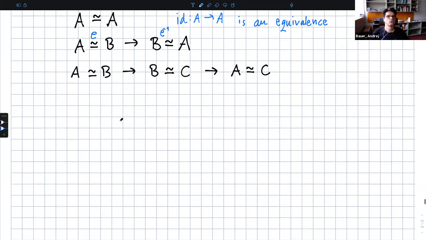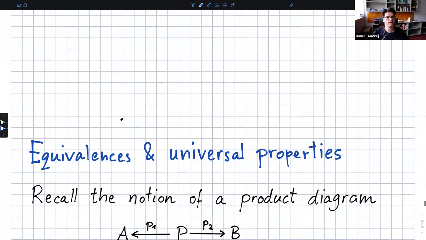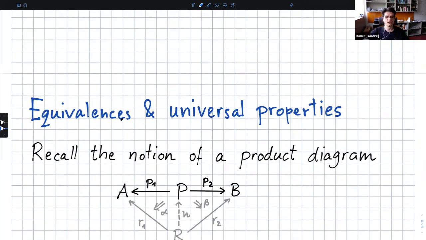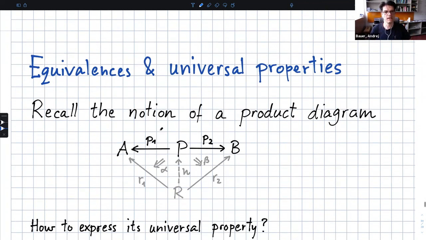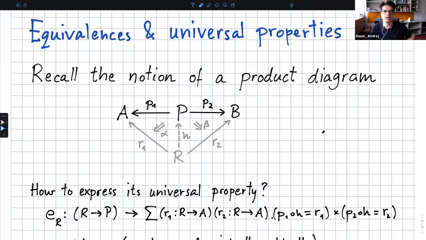Okay, what are equivalences good for? They're good for many things, but the one that we can talk about is that equivalences can be used to express universal properties in this nice way where things happen up to homotopy. So let's look at the notion of a product diagram. What does it mean that P is the product of A and B with the given maps P1 and P2 as projections? There is a universal property, right? The universal property says for every R and every R1 and every R2 there exists exactly one H such that these triangles commute. It's something that you hope you have seen.